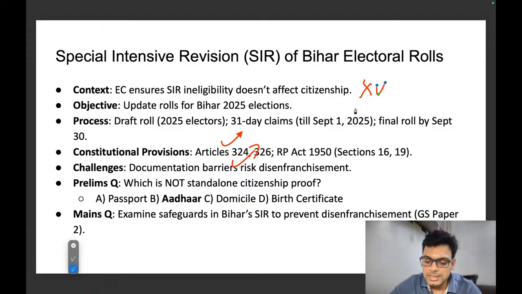Now, what is the significance? The significance is that it ensures electoral integrity while protecting democratic participation. So if you have to write about it, then you can write these points. Now we'll talk about the next one.